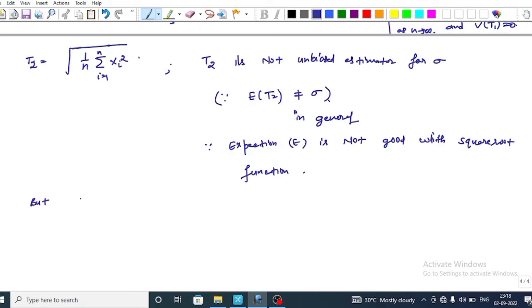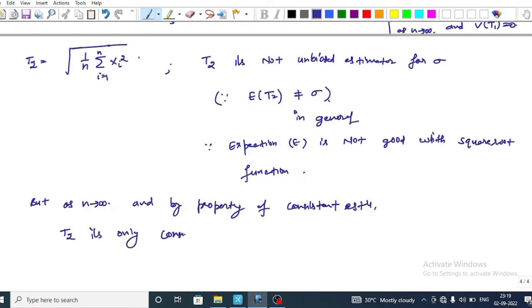But as n tends to infinity, and by property of consistent estimator, T2 is only consistent estimator for sigma.